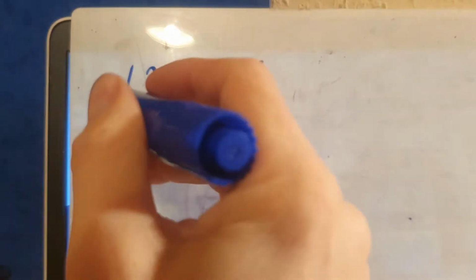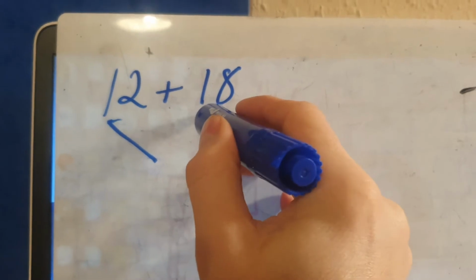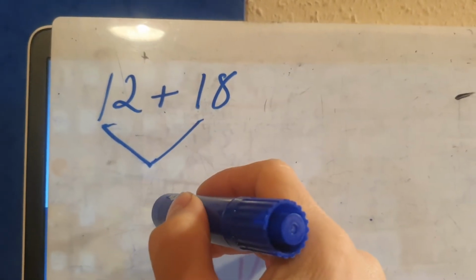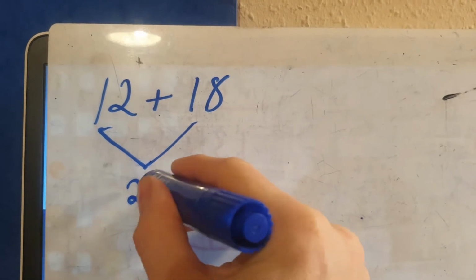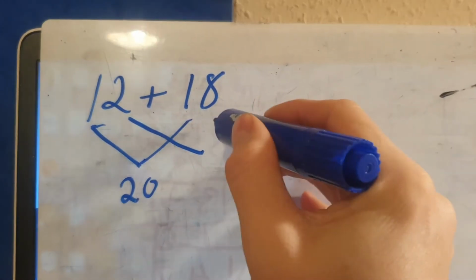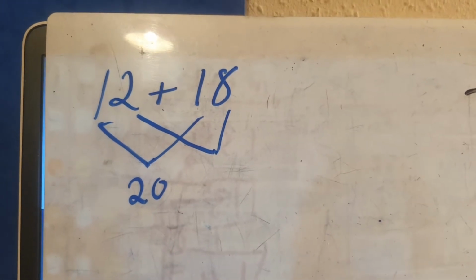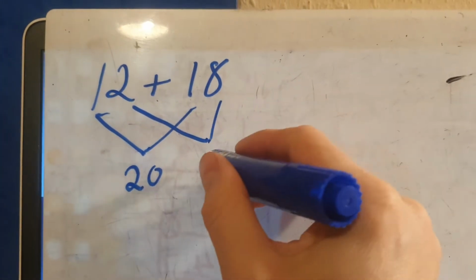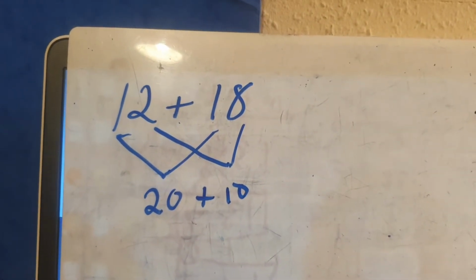And I can see straight away that I want to add my tens together. So I've got 10 and 10 equals 20. And then I've got my 2 and 8 that make a number bond to 10, because 2 and 8, or 8 and 2, is 10. And 20 and 10 equals 30.